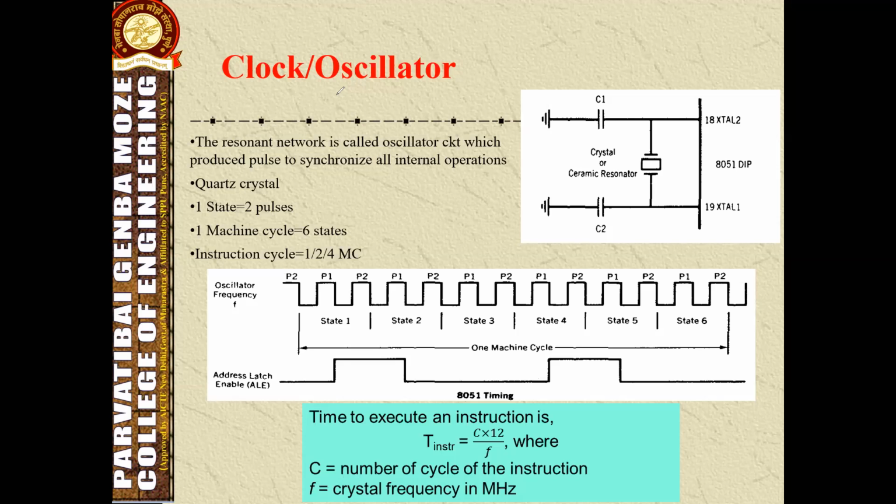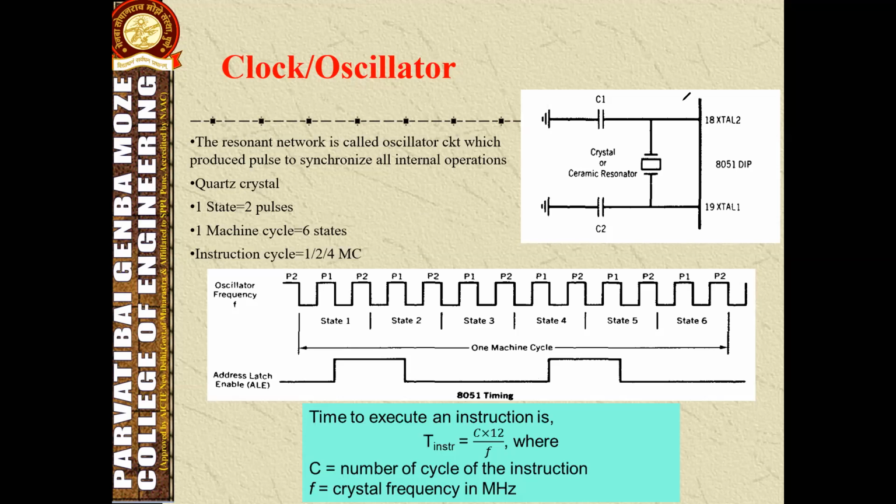So what will the oscillator circuit do? It will generate clock pulses so that all the internal operations are synchronized. There may be many tasks being performed inside the microcontroller. All the operations are synchronized by using a clock, and this clock will be provided by the oscillator circuit.